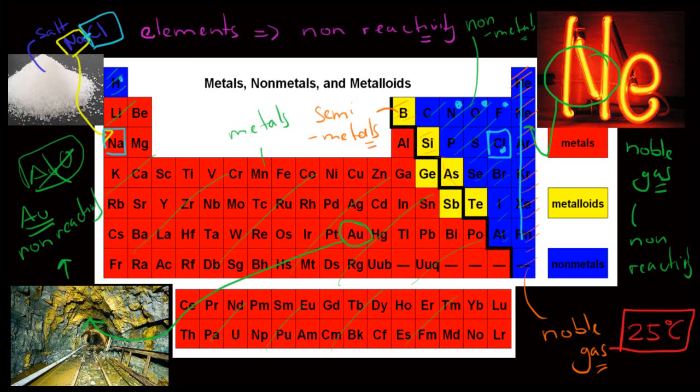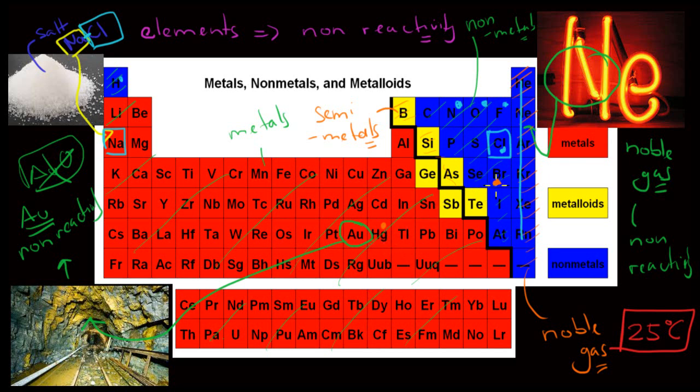Now there's 2 which are liquid at room temperature, and those are bromine and mercury, which is right here. These 2 are liquid, and the rest are solid, right? So we've got basically your gases on the left-hand side. You have your 2 liquids, bromine and mercury.